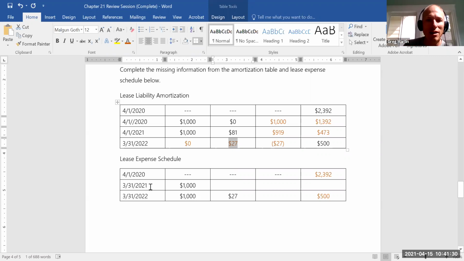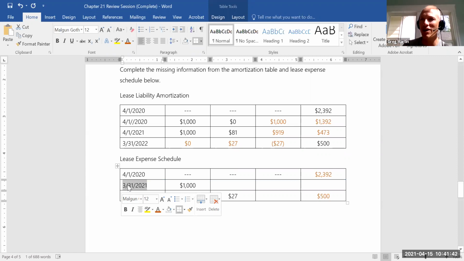And so what date closely matches the March 31st, 2021 date? What date in the lease liability amortization schedule matches that date or is kind of at the same time? Exactly, the 4/1/2021. And so look at the inferred interest on that date. It's $81. And so you marry the two together and you say, okay, that means I need to bring down that inferred interest into my lease expense schedule. So they're connected through the inferred interest.